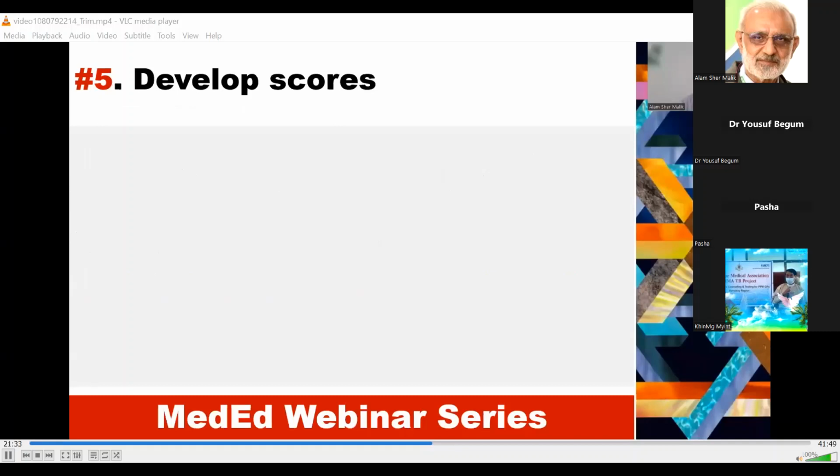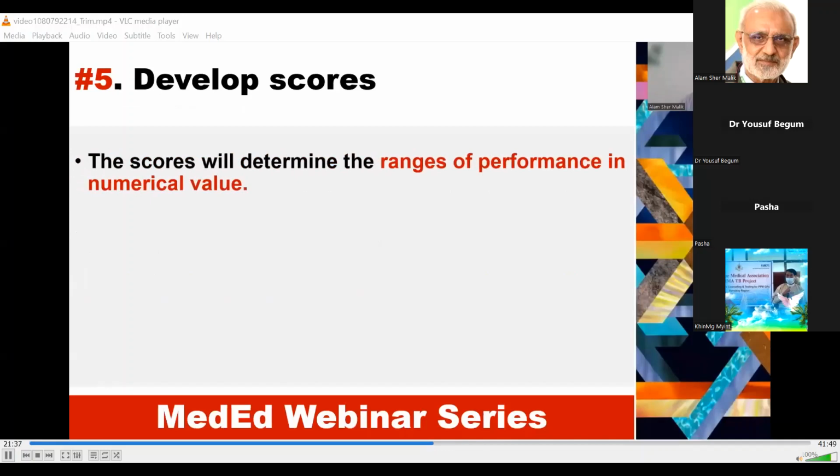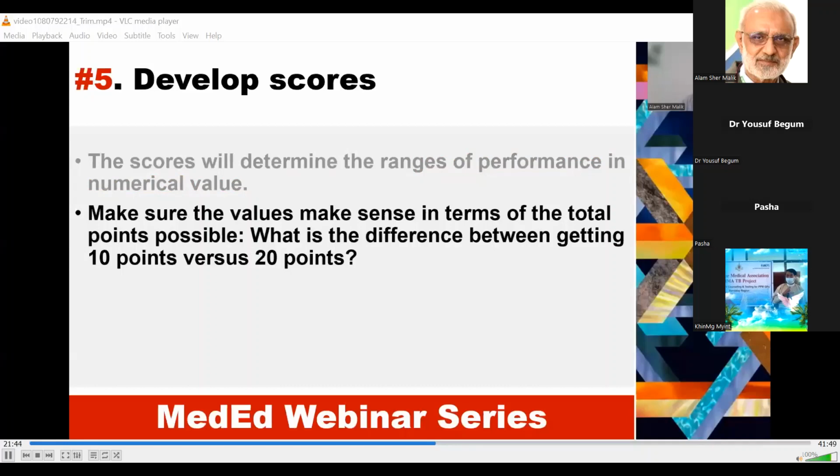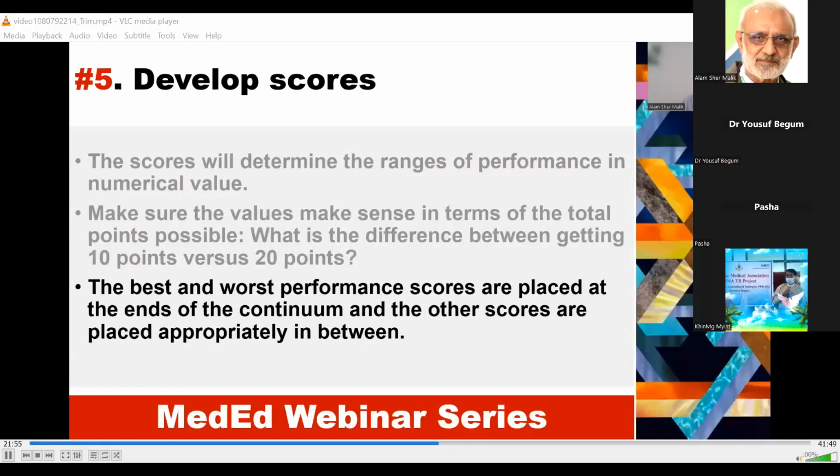Then develop scores for each level of achievement. The scores will determine the range of performance in numerical value. Make sure the values make sense in terms of total points possible. What is the difference between getting 10 points versus 20 points? The best and worst performance scores are placed at the ends of the continuum, and the other scores are placed appropriately in between.